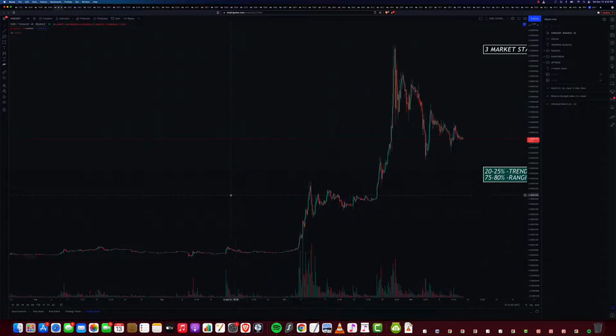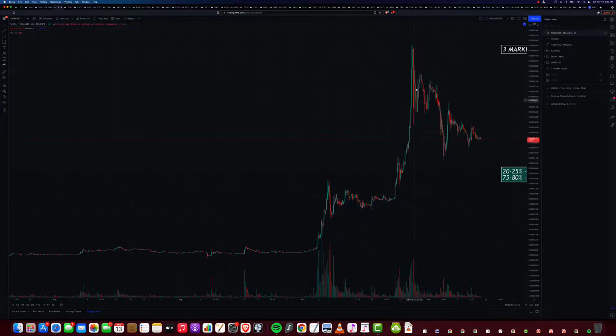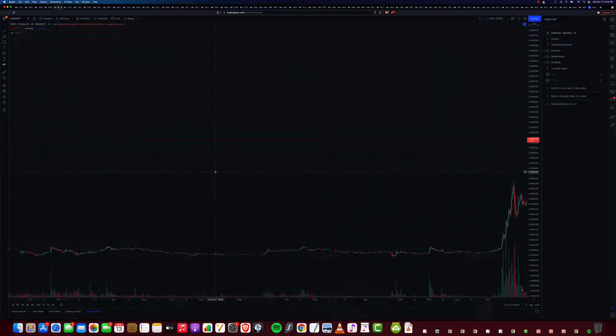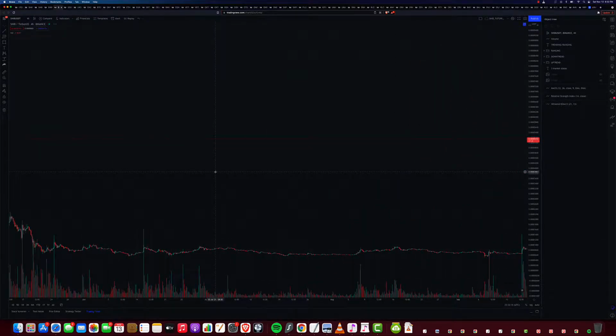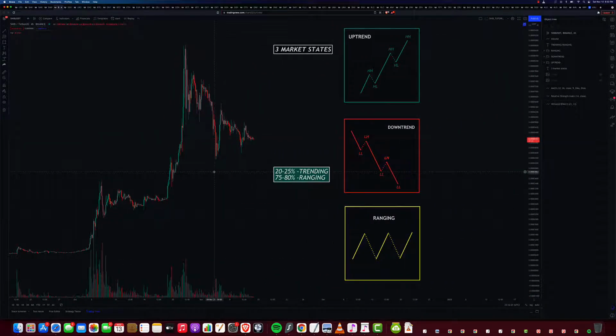And you can see that evident in how long it just ranged or went sideways until it got into an uptrend, another short sideways into another uptrend, and then a downtrend. And you can see how long the actual sideways action was. It was pretty long. So let's take what we just learned and apply that to the Shiba Inu chart.